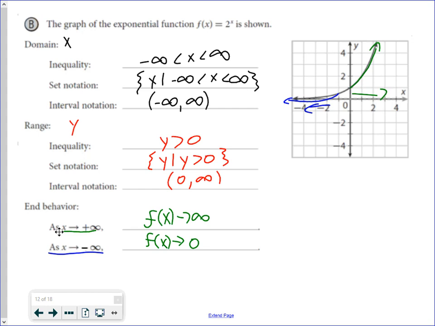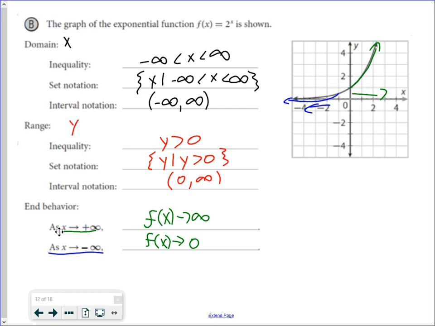It's getting closer and closer to 0. So when x equals like negative 3 billion or whatever it is, it's still not going to hit 0. It's just getting infinitely closer to 0. As x decreases, y will never hit 0, it just gets closer and closer to it. That's why it's the end behavior.